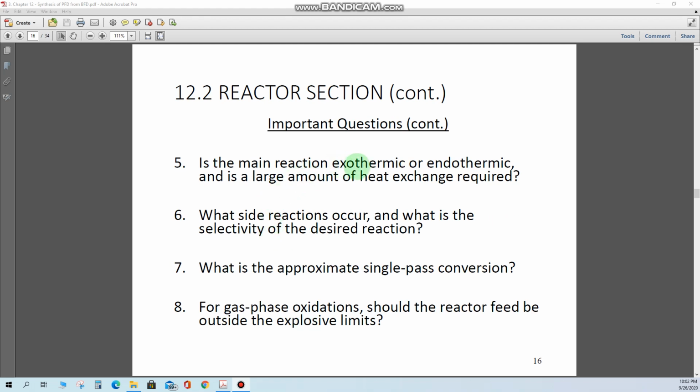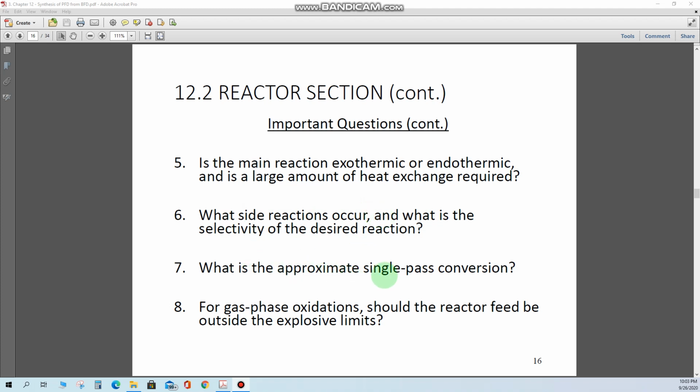Is the main reaction exothermic or endothermic, and is a large amount of heat exchange required? You have to see the heat of reaction, whether it is exothermic or endothermic. What side reactions occur and what is the selectivity of the desired reaction? You have to consider what kind of side reactions can occur and what the selectivity of the desired reaction could be. What is the selectivity of desired over undesired product? You have to see the selectivity of your process.